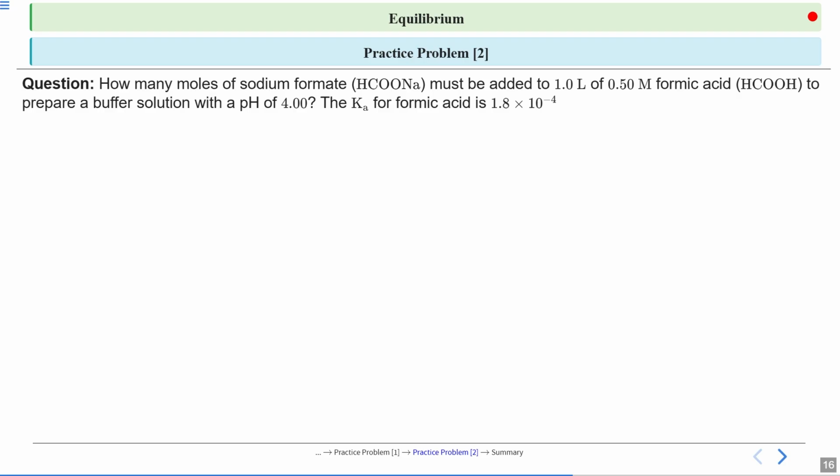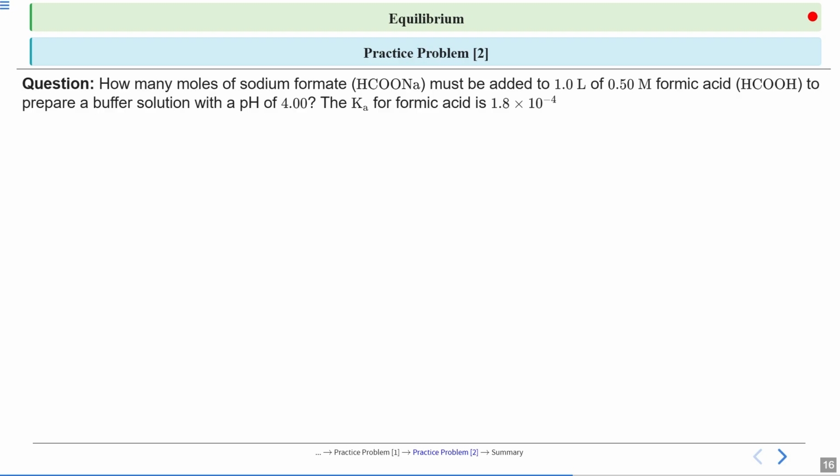So what is given initially? You are given a solution of formic acid. Now you have to see what amount of sodium formate you will add to make it a buffer whose pH is 4.00. It's very simple. It is just a way to ask the question directly from the formula. Why? Because in this case you know the pH and you don't know the concentration of conjugate base. As simple as that.